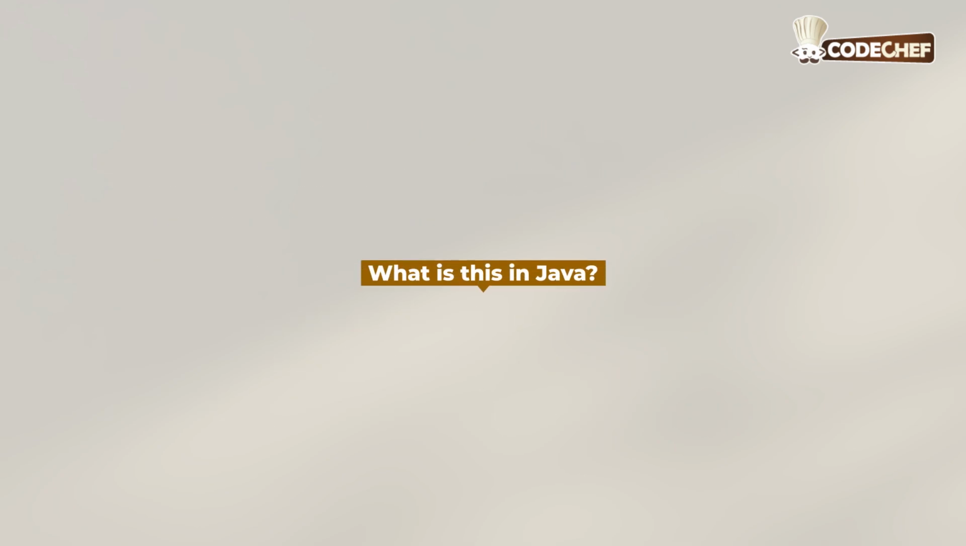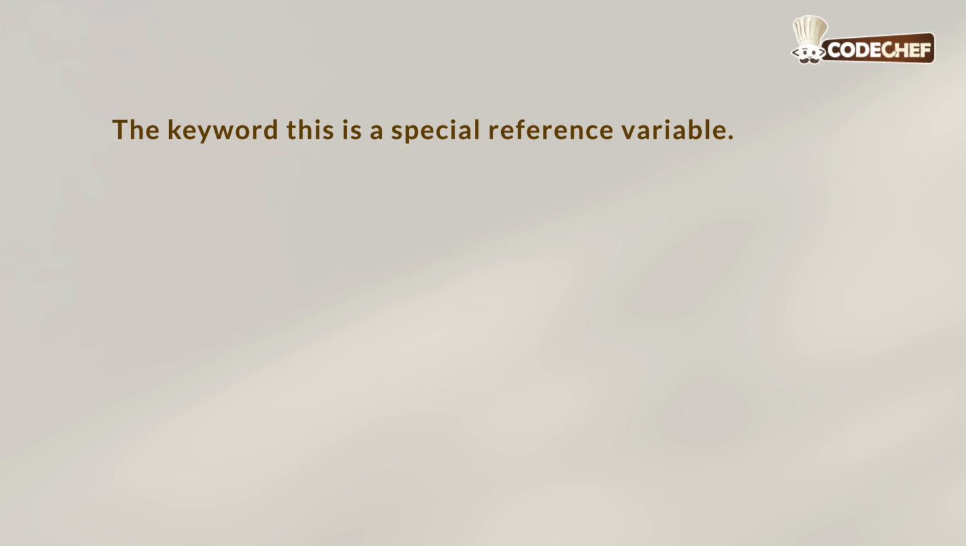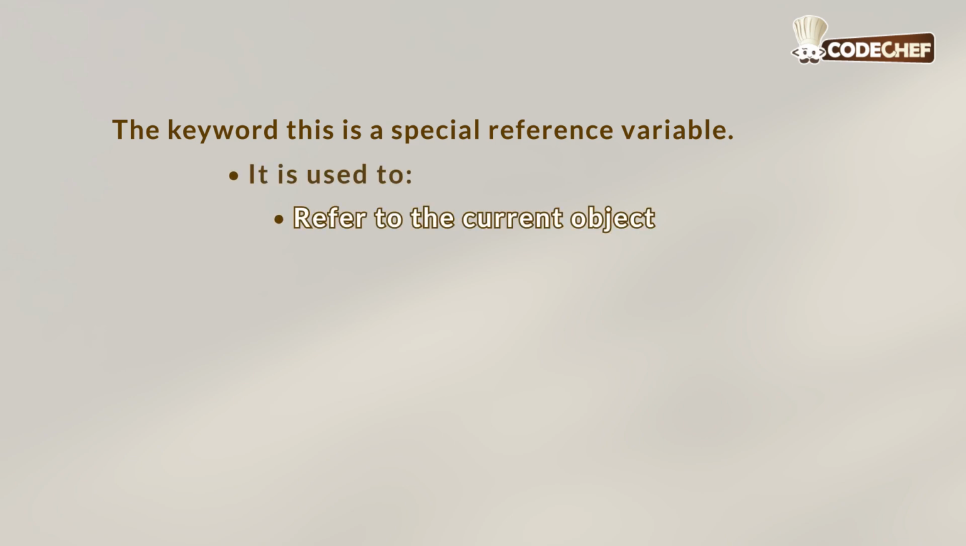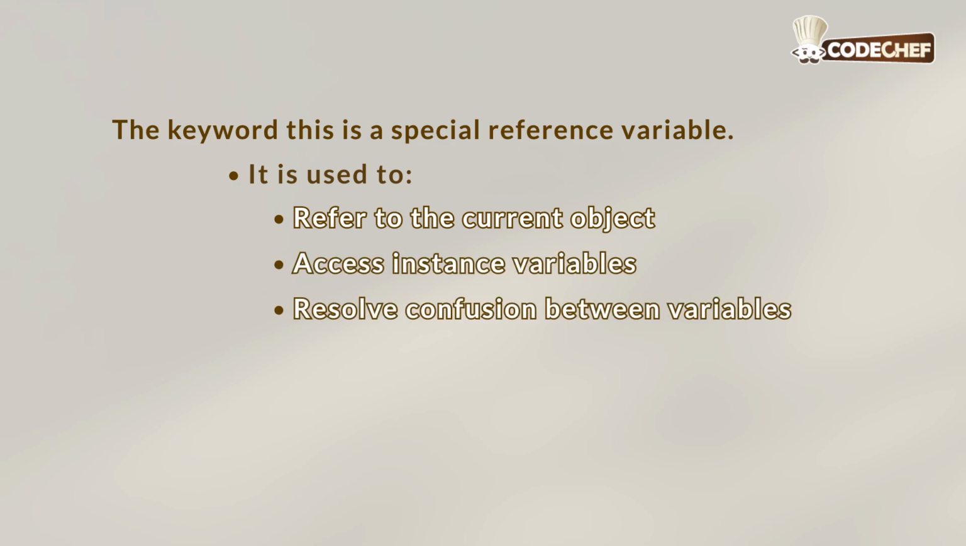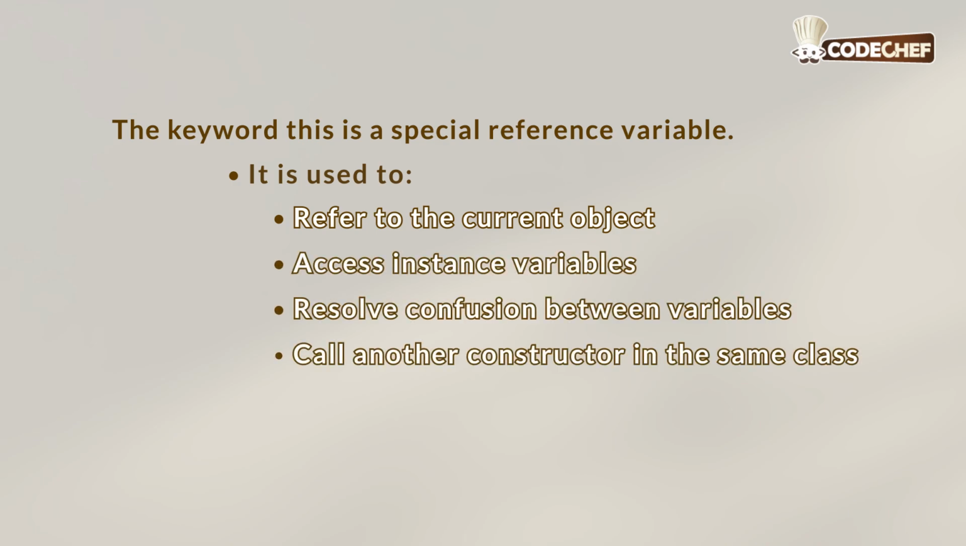Now what is this in Java? The keyword this is a special reference variable. It is used to refer to the current object, access instance variables, resolve confusion between variables, and call another constructor in the same class.